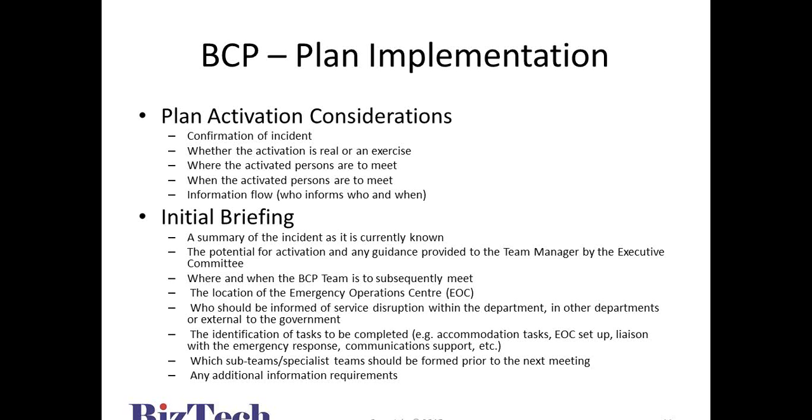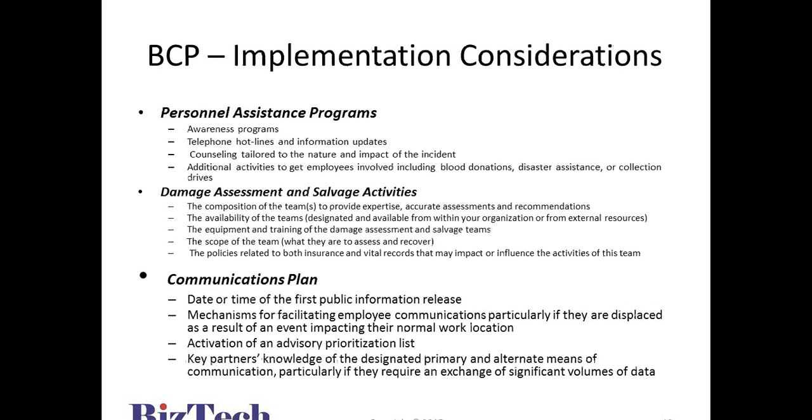Next, communication internally and externally should be identified. And again, the plan lists the identification of tasks to be completed, roles and responsibilities, the identification of teams to do different activities, and whatever additional information requirements are needed in your particular situation. Other implementation considerations: to implement something, you need to have awareness programs in place. You have to have telephone hotlines or other methods of communication available. And during a disaster, you need the right alliances, contacts or contracts in place with counseling suppliers tailored to the nature of the impact.